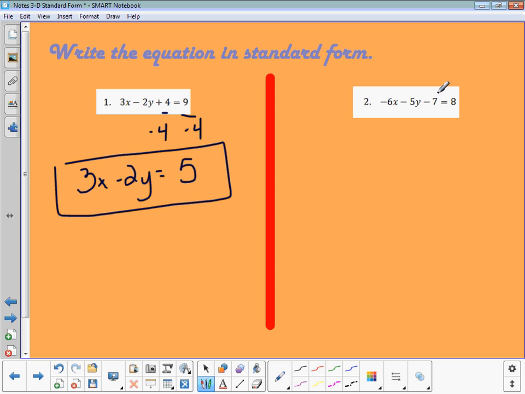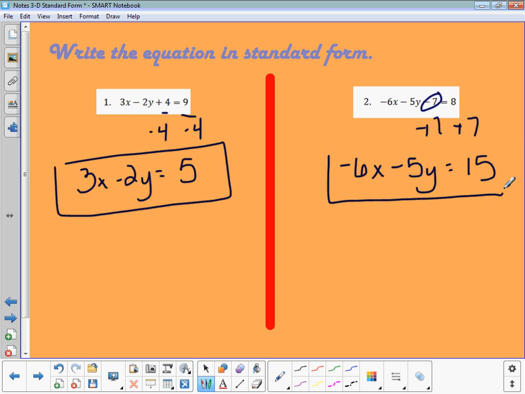Same thing with number 2. I don't want this minus 7 there. I want to bring it on over to the other side. So what I'm going to do is I'm going to do the opposite. I'm going to add 7 to both sides. So then I get negative 6x minus 5y is equal to 8 plus 7, which is going to be 15. Okay? So negative 6x minus 5y is equal to 15.